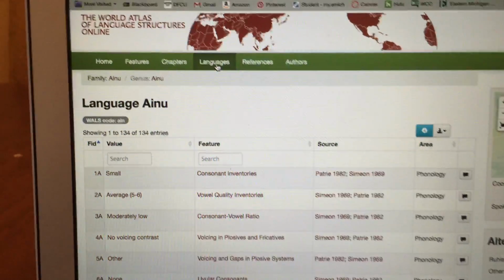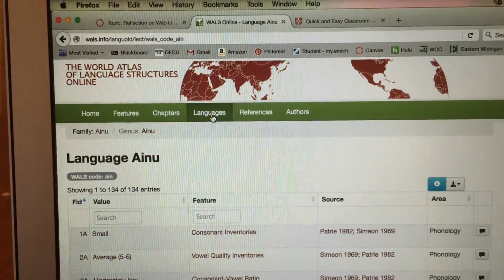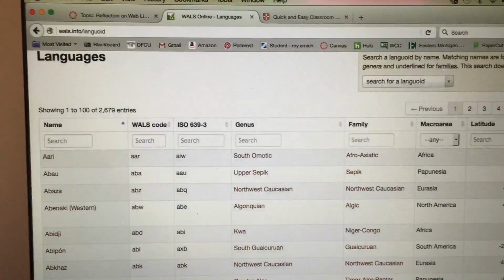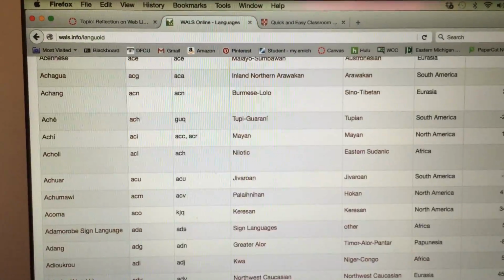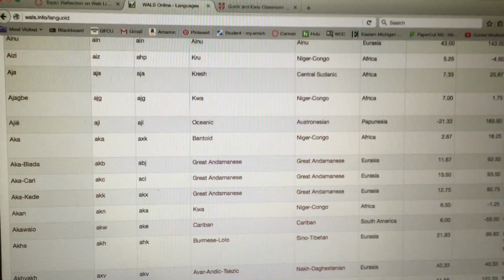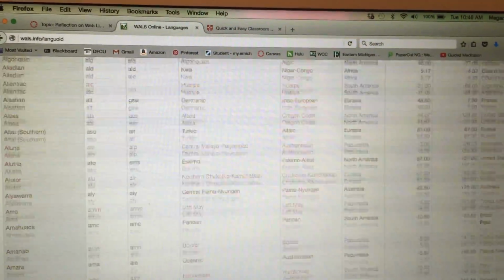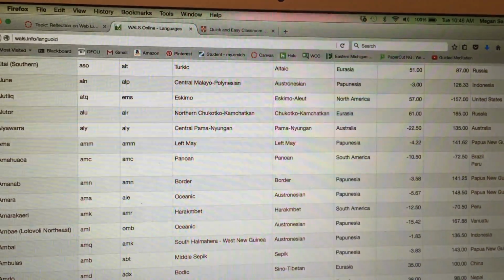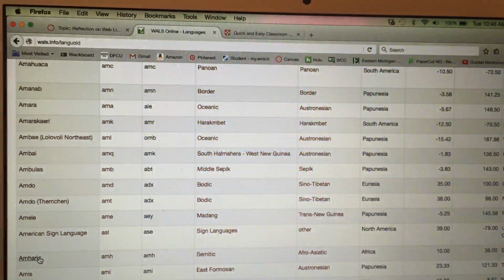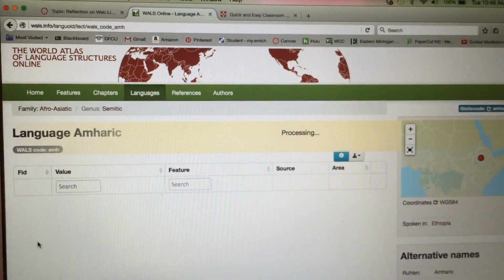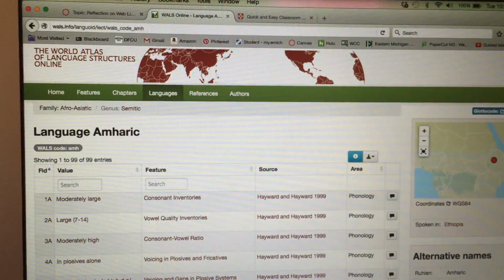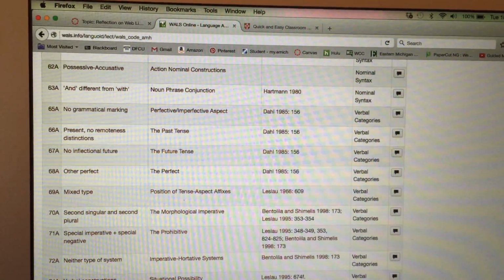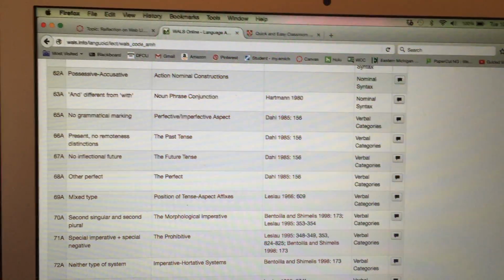So the other important link is languages. And if I'm a teacher and I'm working with, say, an Ethiopian student who is here learning English, and say their native language is Amharic, which is one of the many native languages in Ethiopia, I can scroll down this alphabetical list of languages and I can find Amharic. And then when I click on it, it will show me a list of all of the properties this database has available about Amharic.